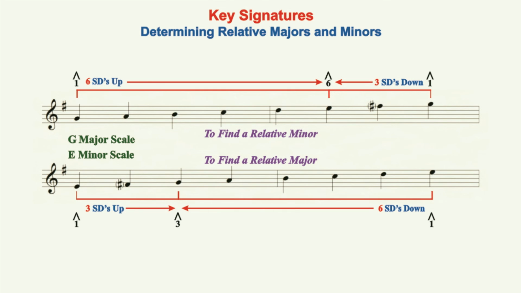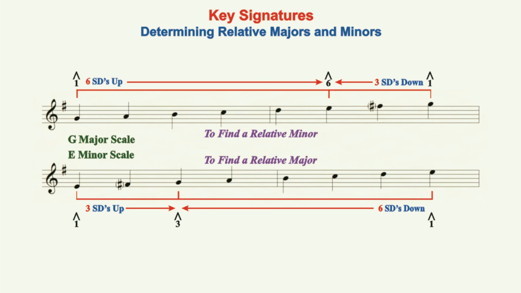This method or procedure works with all key signatures, whether they contain sharps or flats. For example, what is the relative minor to G major, key signature containing one sharp? Beginning with scale degree 1 of the G major scale, we count upward or downward to scale degree 6, which leads us to E natural. E minor is the relative minor to G major.